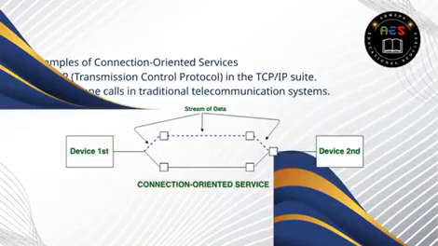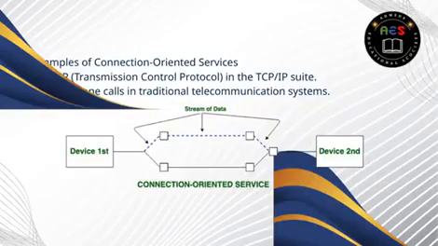Let's look at some examples of connection-oriented services. First, we have TCP, or Transmission Control Protocol, which is part of the TCP/IP suite that underpins the Internet. TCP is a classic example because it establishes a reliable connection between sender and receiver before data transfer begins, ensuring that all data arrives intact and in order.